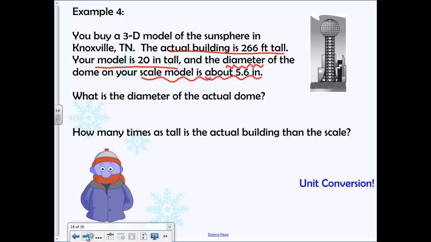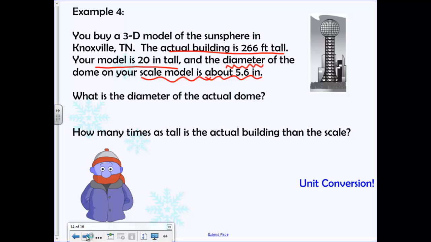It's the distance all the way across your circle, or across your sphere. The distance all the way across the circle is called the diameter. Distance around is circumference. And halfway across is called your radius. Good, good, good. So here it says, what's the diameter of the actual dome?